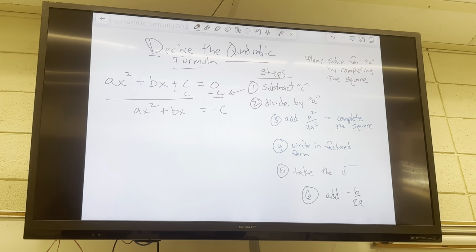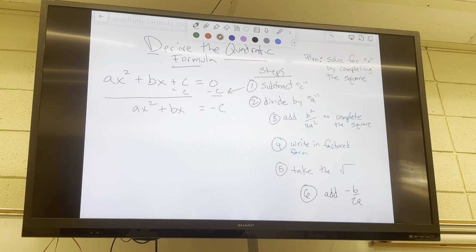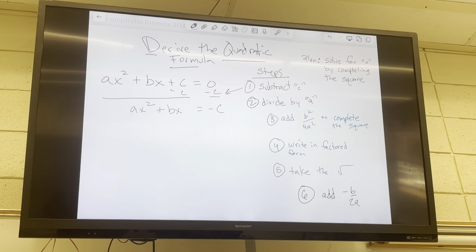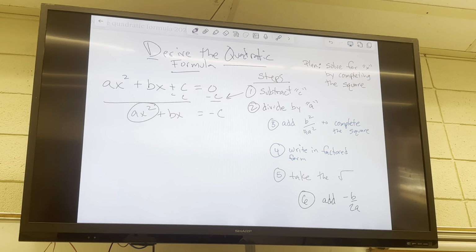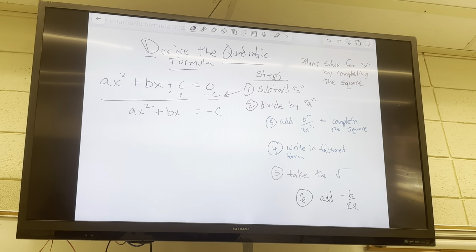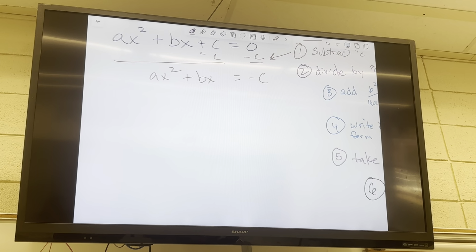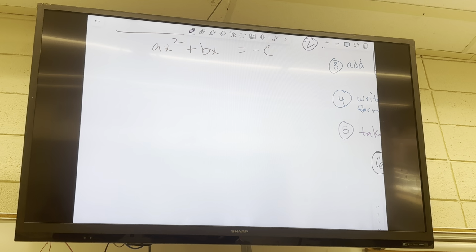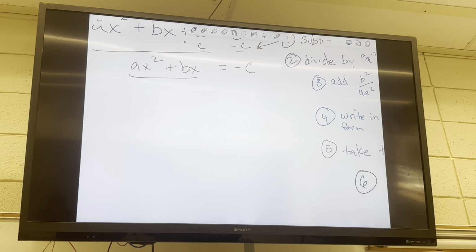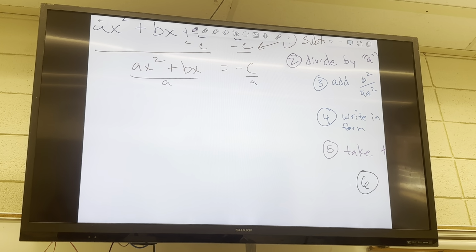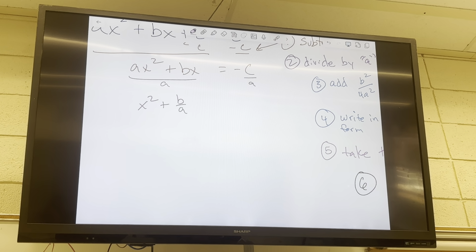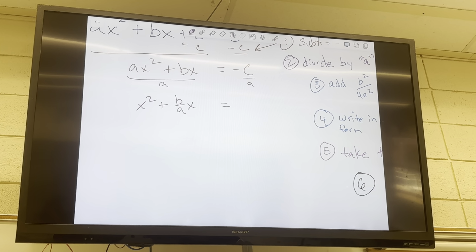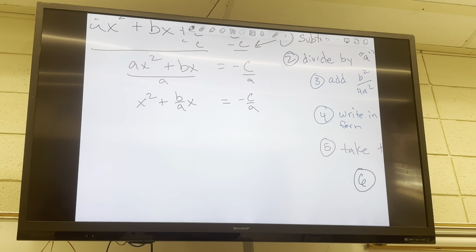Step 2 is to divide everything by a so that our first term is a square. This will no longer be an ax squared, it'll just be an x squared, which is something we can take the square root of. So I'm now going to divide everything by a, the whole left side and right side. That will leave me with x squared plus b over a x equals negative c over a. So that is step 2.